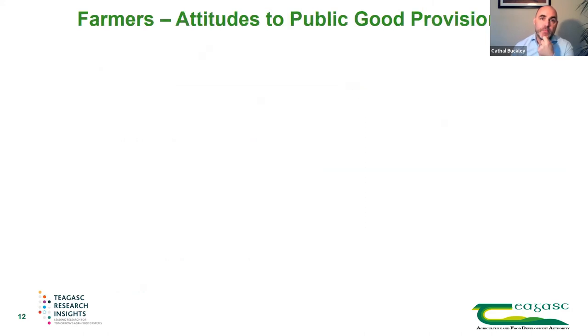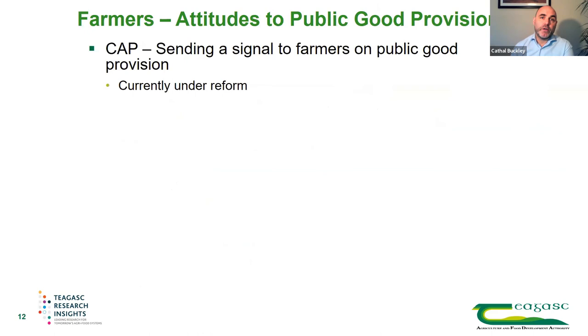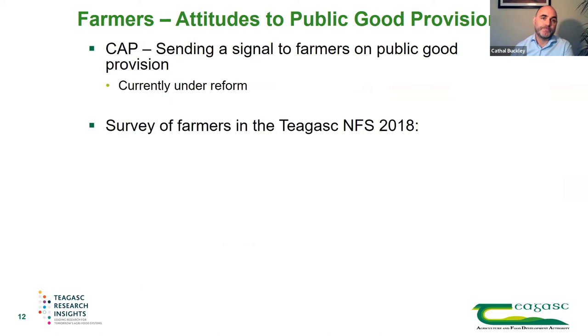Okay, so for the final couple of slides: we have a mechanism to send a signal to farmers that we would like more or less public good provision, public bads and so on. And the Common Agricultural Policy is that mechanism, and it's currently under reform. So there's an opportunity there to send a signal to farmers for the next 7 to 10 years, however long the next CAP is framed for.